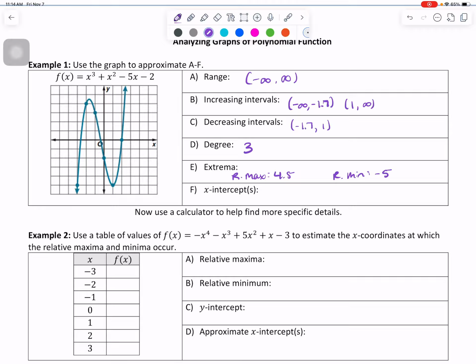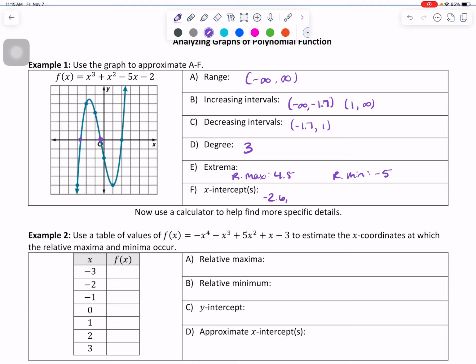And then our x-intercepts. Okay, I'm going to do them from left to right, and I'm going to guess. So let's see. It's a little bit more than negative 2.5. I'm going to put negative 2.6.